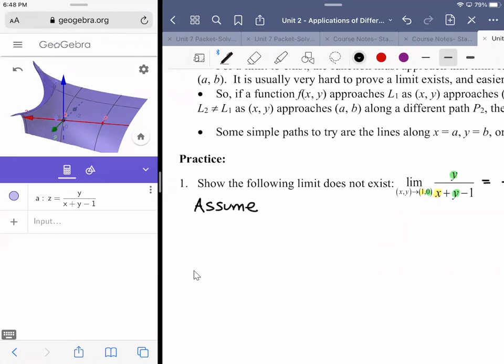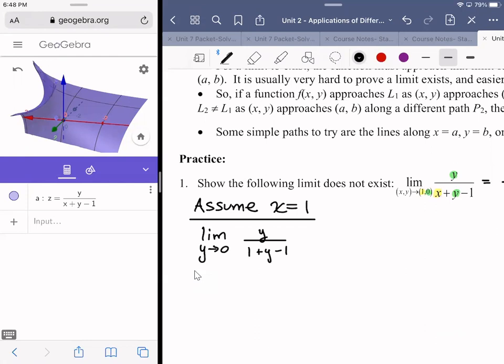that x is equal to 1. Right? I'm going to make that assumption. I'm going to assume that x is equal to 1. And I'm going to rewrite the limit. Right? So if x is equal to 1, then it's really just the limit as y approaches 0, because x is not approaching anything anymore. X is already there. It's that 1. And I'll show you what that looks like in a second. Of y over 1 plus y minus 1.